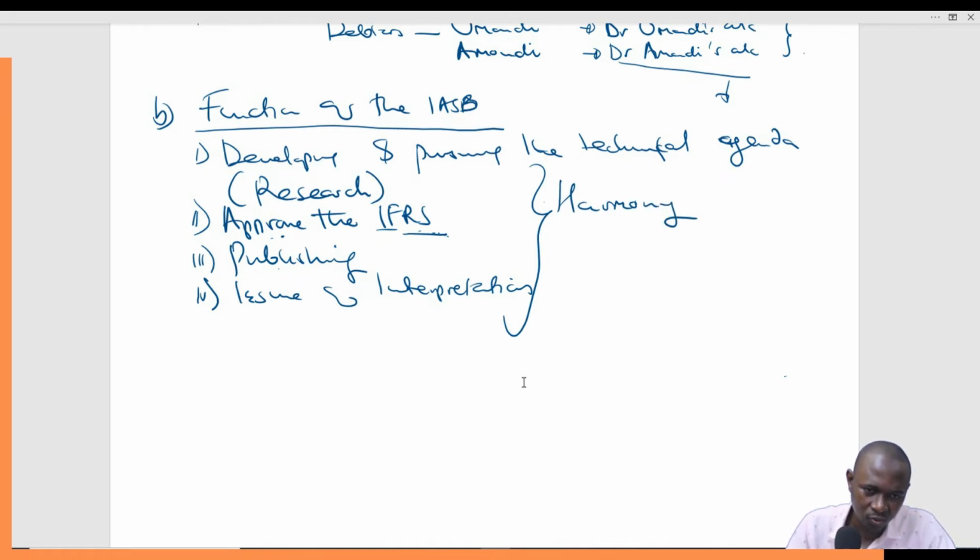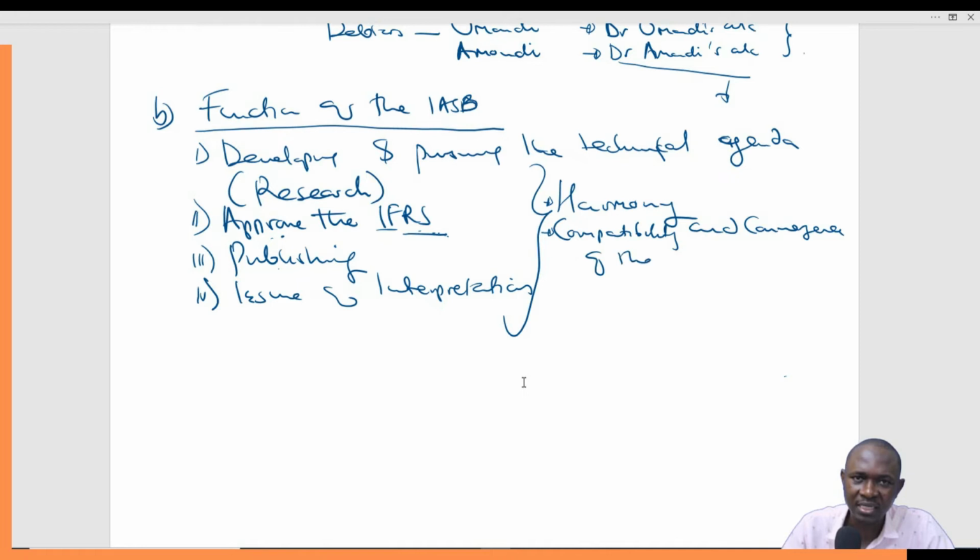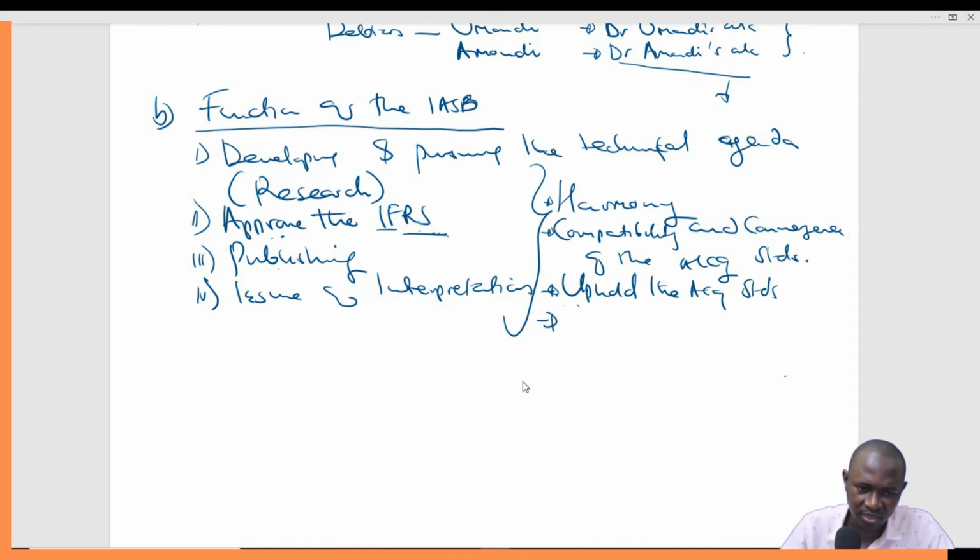They do all this to ensure that basically there is compatibility and convergence of the accounting standards throughout the world. You know, these are applicable internationally, worldwide. So the compatibility and convergence of accounting standards is a very important factor here. They also do this to ensure that they uphold the accounting standards. They enforce the rules that have been set.